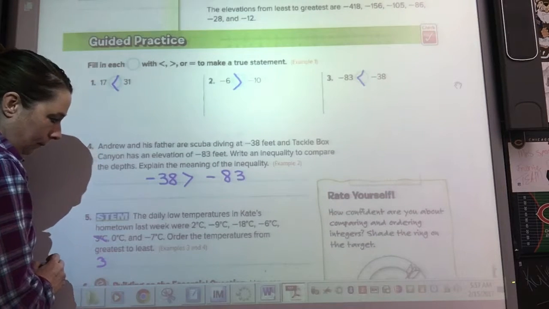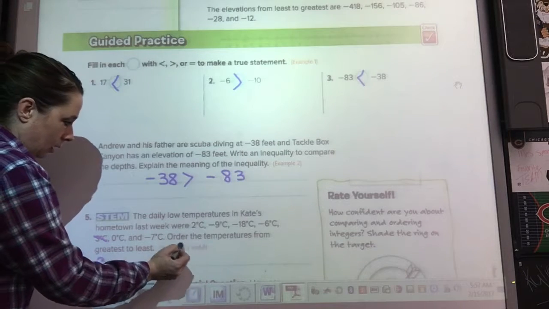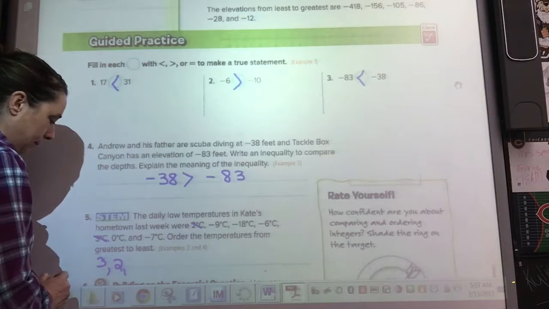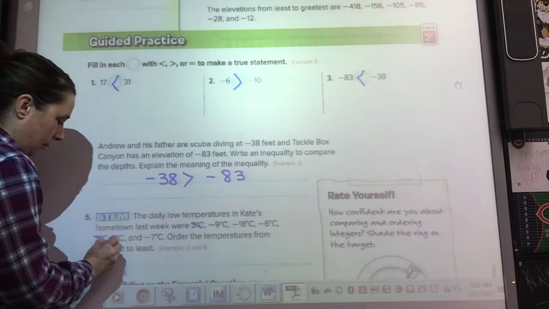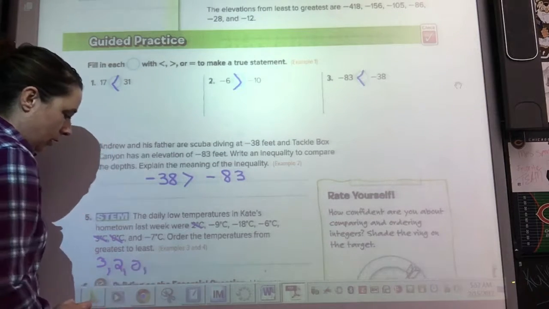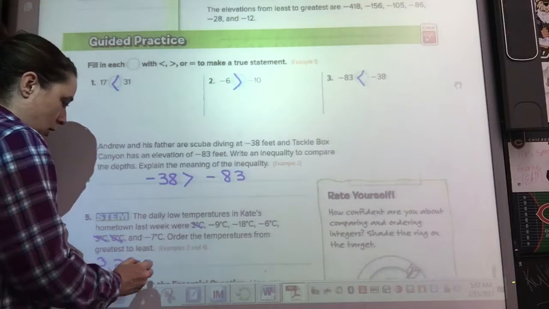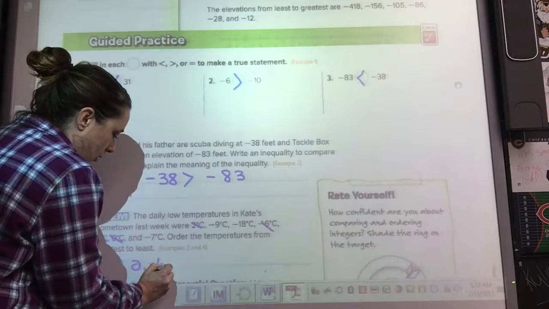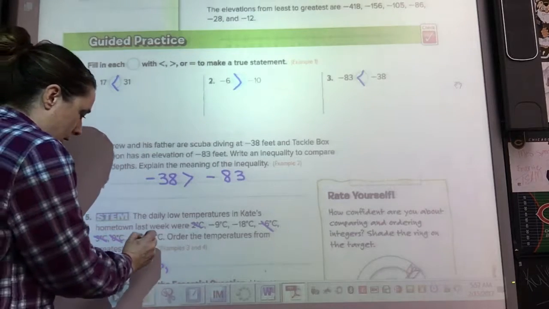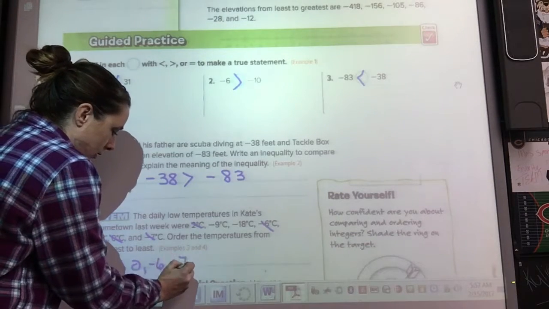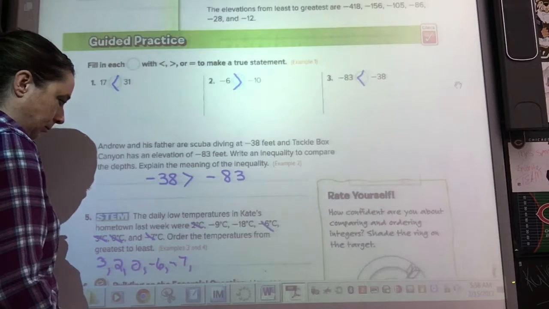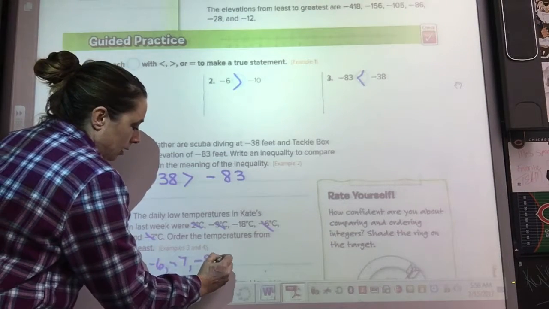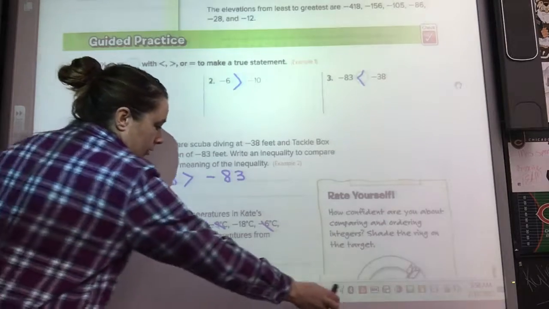Then we would go to what? 2 degrees. Then what? Yep, 0. Then we want our smallest negative, so negative 6. Then negative 7. Then what? Good. Negative 9 and negative 18.